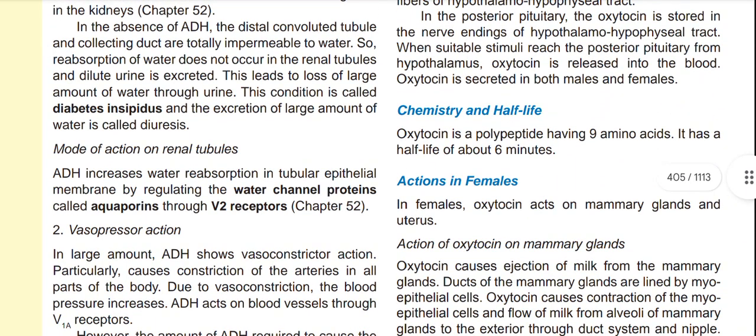Mode of action on renal tubules. ADH increases water reabsorption in tubular epithelial membrane by regulating the water channel proteins called aquaporins through V2 receptors.